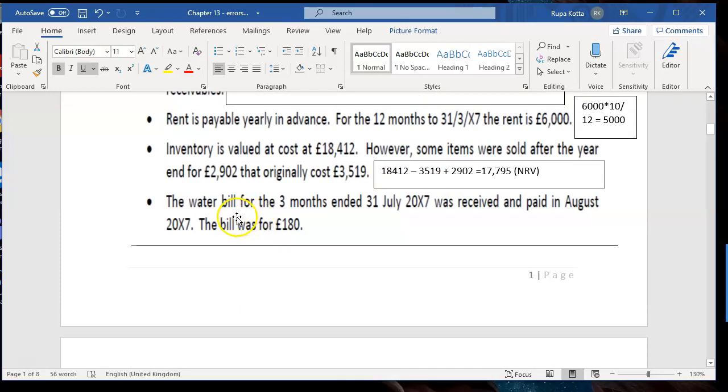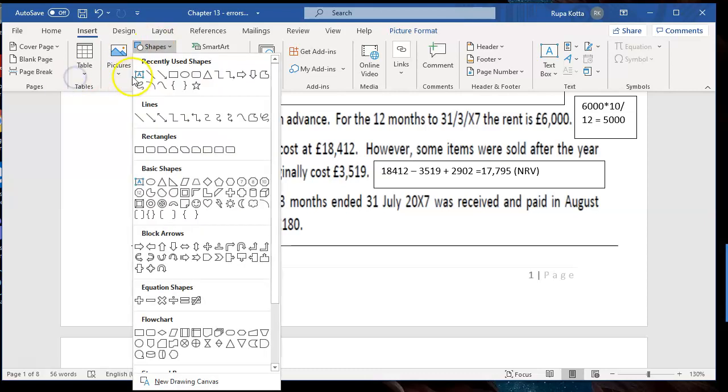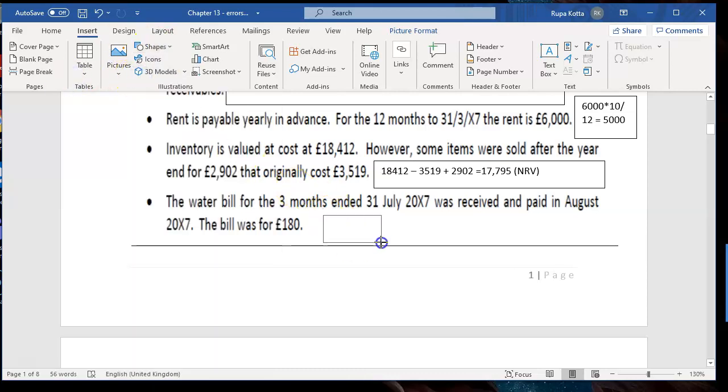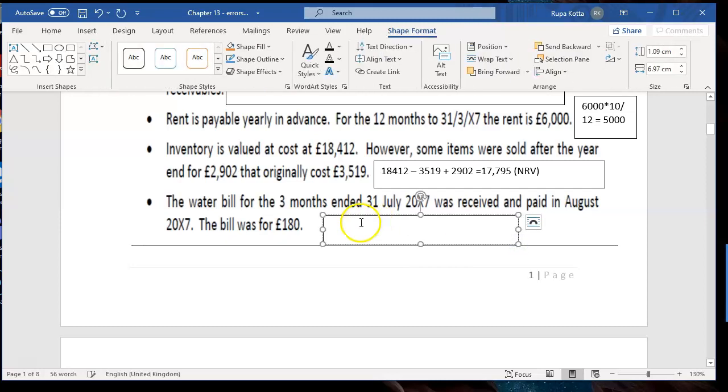The last one: water bill for 3 months ended 31st July 2007 was received and paid in August 2007. The bill was 180. So let's see first of all if it is a prepayment or an accrual. Three months ended 31st July means May, June and July. So for 3 months it is 180 pounds, which means each month it is going to be 60 pounds. But this was paid in the month of August. That means your year end is May.